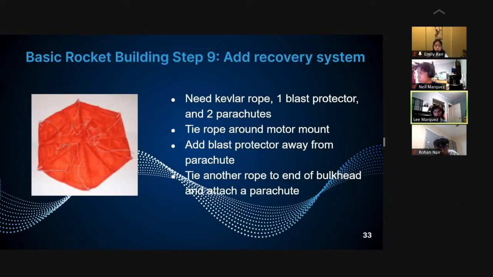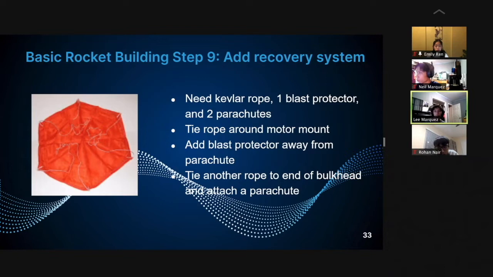Step 9, we add a recovery system. We use Kevlar rope, blast protector, and parachutes. The blast protector is so that during the blast, the blast won't burn a hole through the parachute or burn the rope of the parachute. This way, the rocket can come down safely every time.